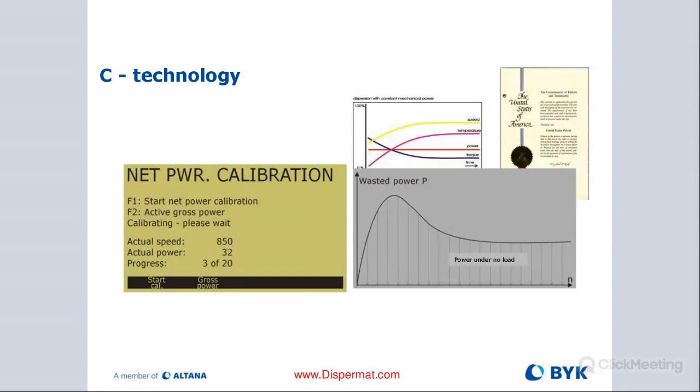We can do net power calibration. As the machines run without any product, they're already consuming energy, and they are actually using power to operate. So if you're looking at the energy and you want to do a zero calibration, you can do that. And that means you run it for about 20 seconds, and then it basically takes all the values it needs to operate itself without product out of the equation. And then you'll know that all the values that are displayed are strictly related to your product.